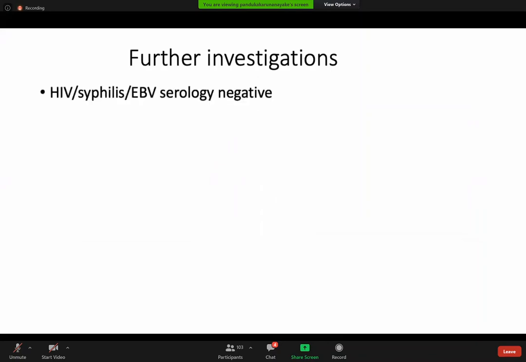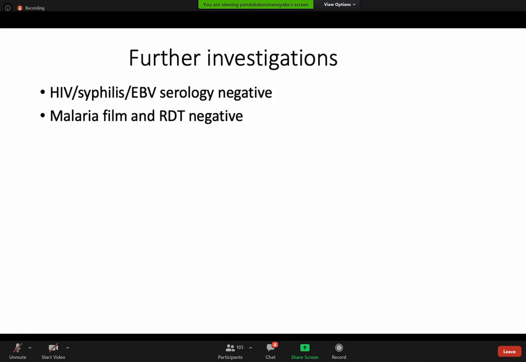Okay, so in this patient, guys, don't forget HIV, because HIV can definitely present with a rash, fever, sore throat, lymphadenopathy. And nobody considered taking a sexual history for this patient. If they have had risk factors, definitely syphilis serology should also be sent. And we've already mentioned Epstein-Barr virus. Epstein-Barr virus serology was sent and was negative.